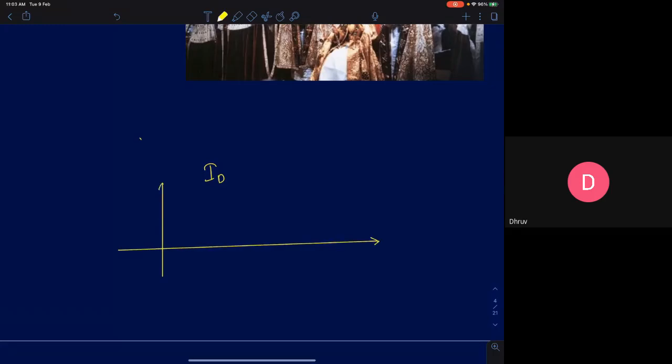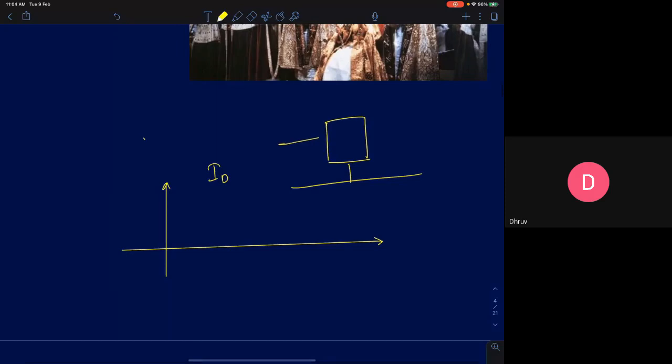So what we are interested in, if you want to use a device as an amplifier, is two kinds of characteristics. One is transfer characteristics, the other one is output characteristics. And we discussed that most amplifiers that we will be building are 3-terminal devices.